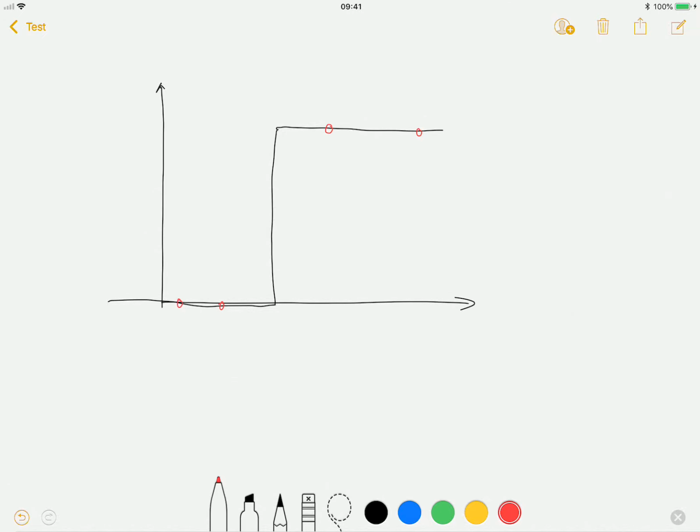And I wanted to fit a second order polynomial. I might end up with something that looks like this. So this is a quadratic fit. And you can see that there's some overshooting in some regions, and it doesn't quite capture this vertical jump in my function. But it's not bad.